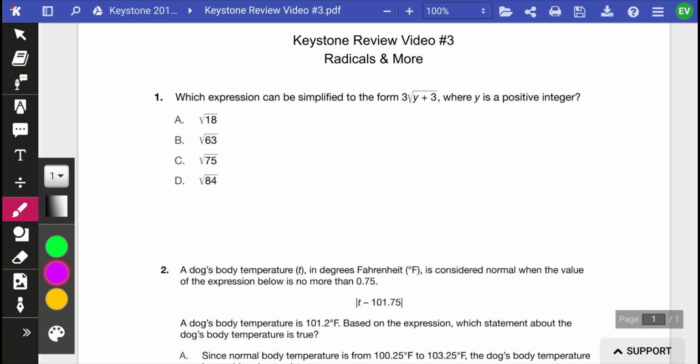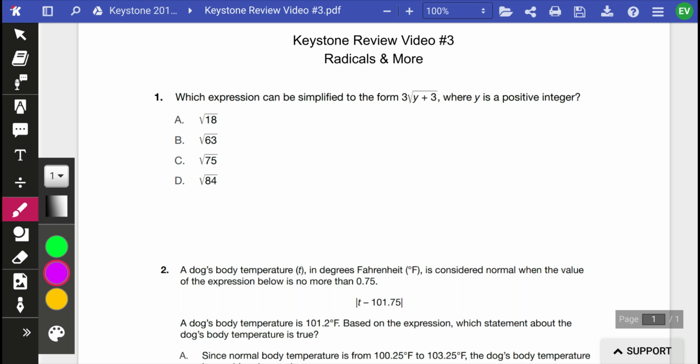Welcome to Keystone Review video number 3. This one has radicals, which are square roots, and a little bit more. This is some of the stuff that we may or may not get to depending on where we are in the curriculum when the Keystones happen.